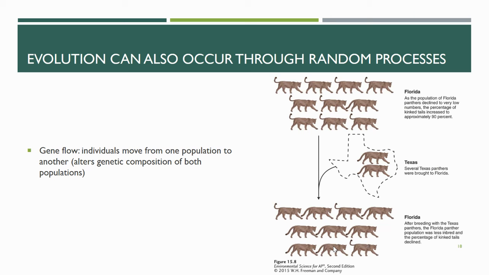Evolution can also occur through gene flow, where individuals move from one population to another, which alters the genetic composition of both populations, which we see here. We have a population of panthers in Florida, and then some Texas panthers came to Florida. So their genetic composition is removed from the Texas population and added to the Florida population. And then they breed, and we end up with non-kinktail panthers.